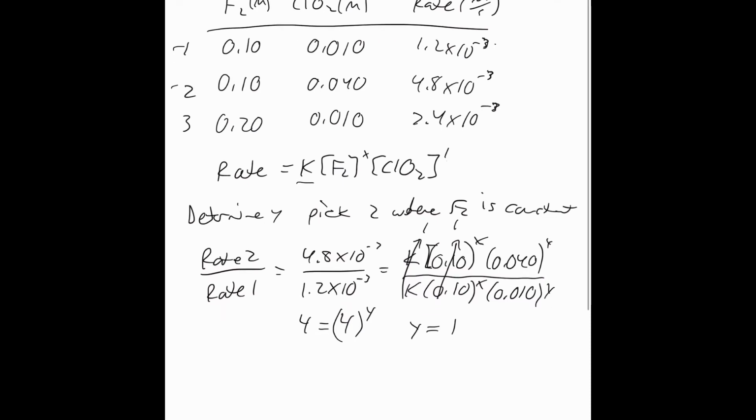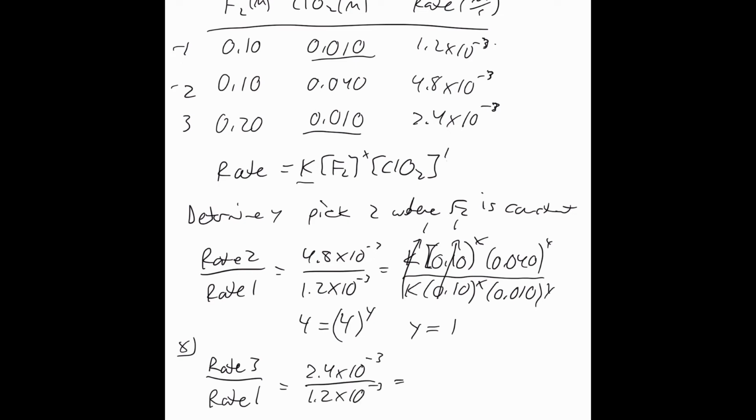All right, so we have Y now. Let's determine X. So which two reactions will we use to determine X? Well, you'll notice that in 1 and 3, the ClO2 concentration is the same, so they're going to divide away. So let's compare rate 3 and rate 1. So rate 3, so this is for X, divided by rate 1 is equal to, now let's put our rates in there, it's 2.4 times 10 to the minus 3 divided by 1.2 times 10 to the minus 3 equals, now I'm not going to put the rate constant in because it's going to divide out in both cases. I'm not going to put the concentrations of ClO2. They will also divide out.